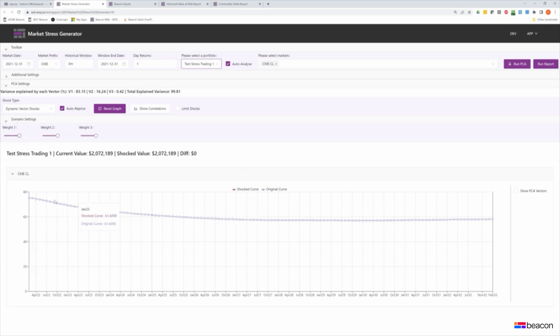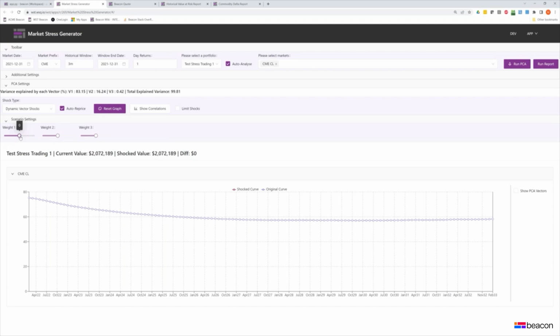So here I've got the shape of the curve. I've also got, for the portfolio that I'm running against, the value. So the current value is $2 million. The shock value is the same because I haven't applied any shocks yet, so the difference is 0. Now I can go and do ad hoc things like experiment with scenarios where the curve is shocked by these different principal component shocks.